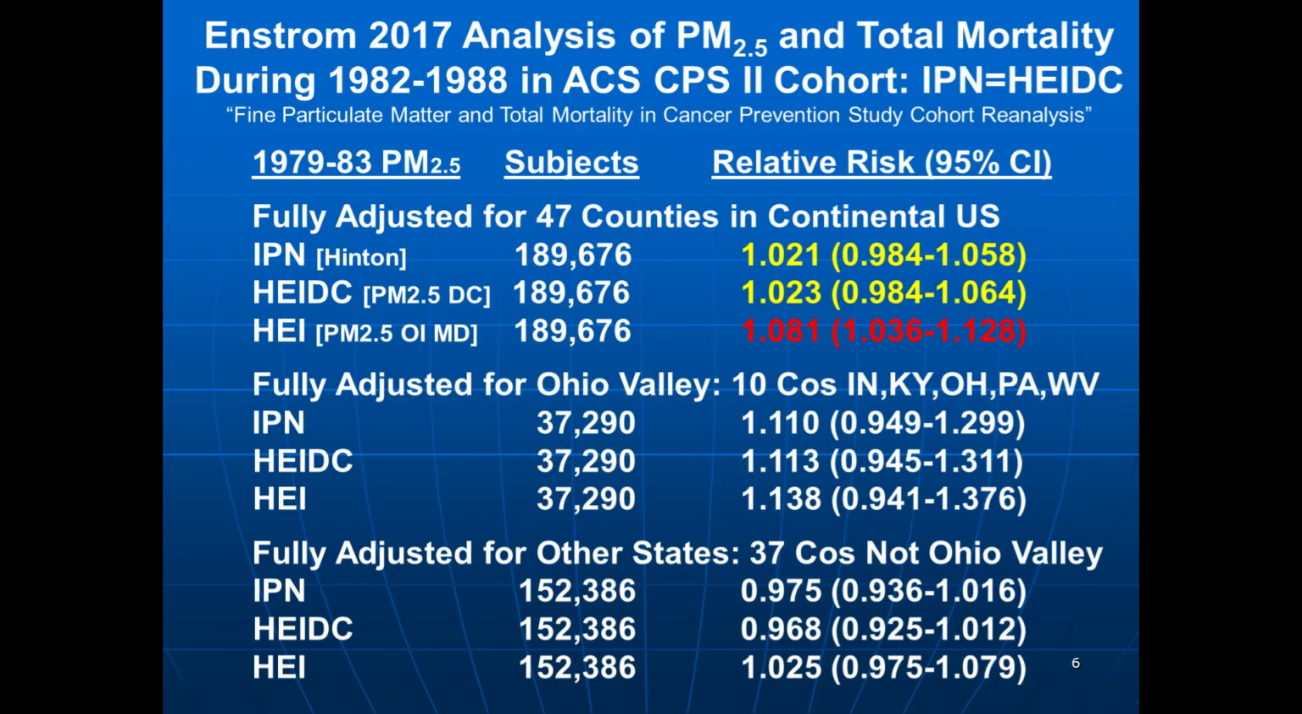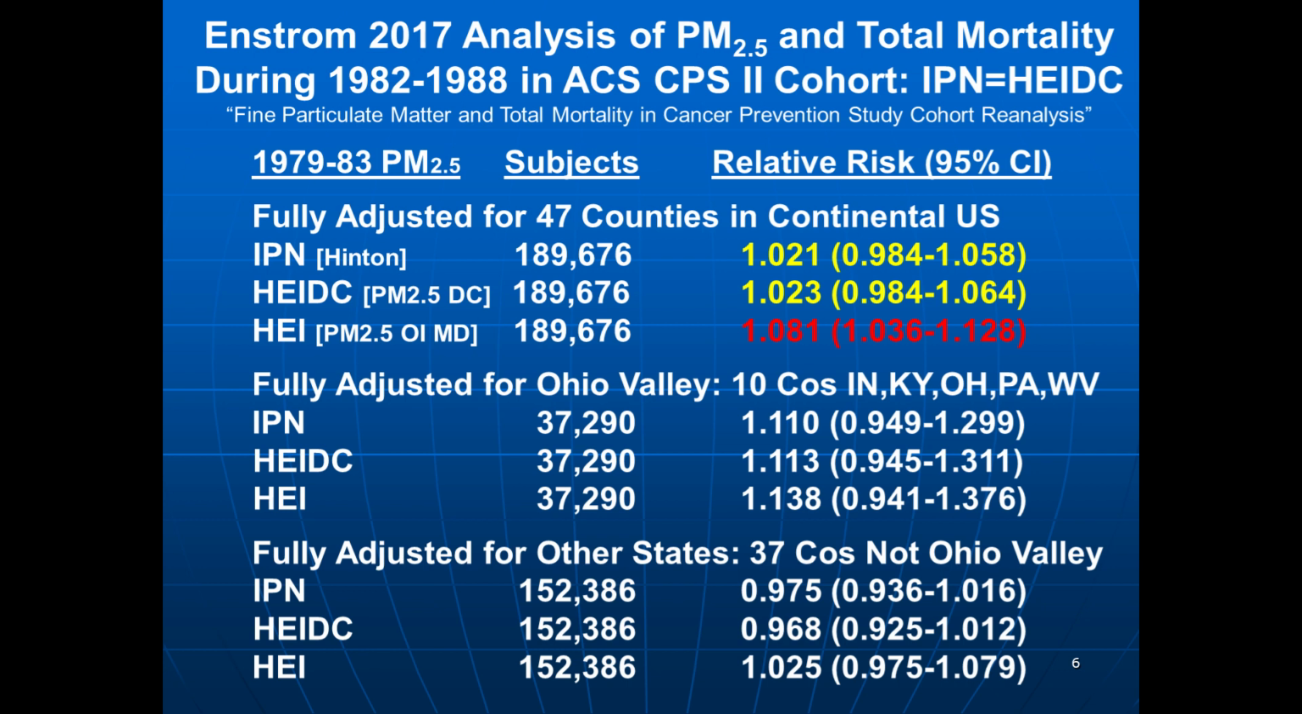This is just a quick summary of the findings in my 2007 paper. It's a little dense to go over right now, but the point is, if you use different types of data, in fact, one that's called the Inhalable Particulate Network set up by EPA, done by a scientist named Hinton, you come up with no effect. 1.02, where 1.00 is no effect.